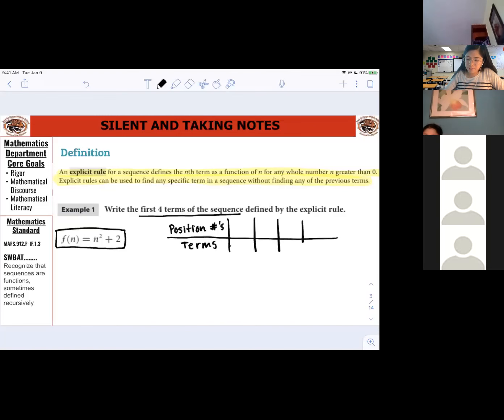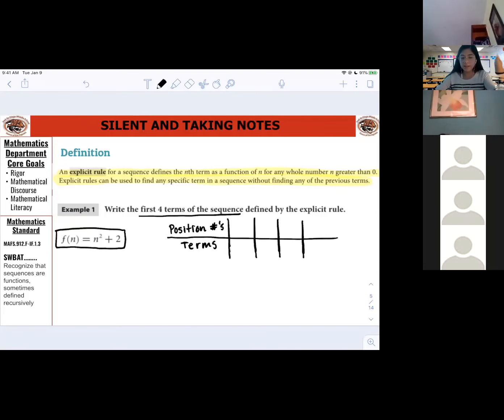So I want you guys to make a little table just like this one. That way we can fill it in and keep everything nice and organized. And as a reminder, what should I be putting in for my position numbers? The n, so basically the values input. You're going to input, exactly, the inputs, the values that you're about to plug in.